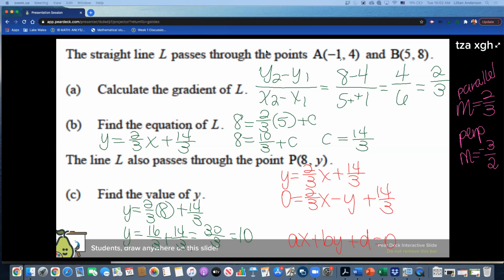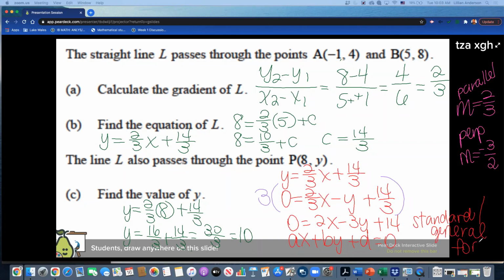Say again. Multiply by 3, the entire equation. That's how I can get whole numbers, because a lot of times they'll say a, b, and d are integers. So you multiply by whatever the denominator is to get rid of them. So then you'll have 0 equals 2x minus 3y plus 14. And now it's in standard form or general form. I can't remember the notation I used back in the day, but it's either standard or general. Correct. You can have negative numbers, but you cannot have fractions.